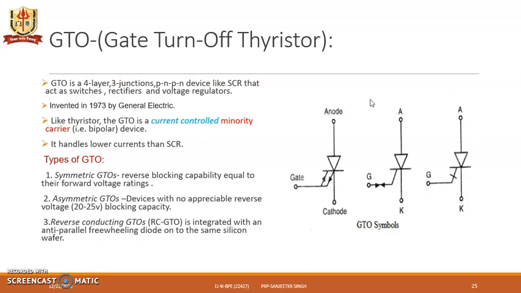This is the schematic symbol for the gate turn off thyristor. So, either of these can be drawn. The double arrow going inside is for turning on and the other is for turning off.